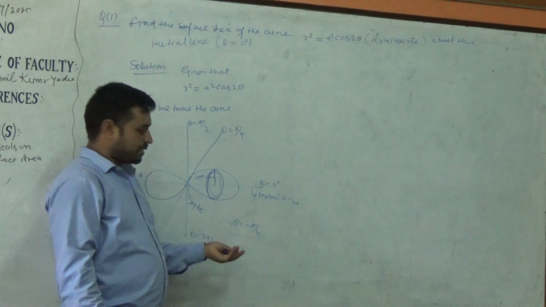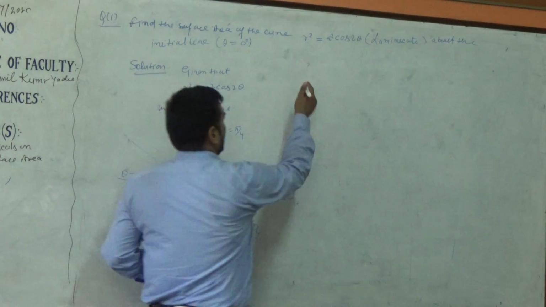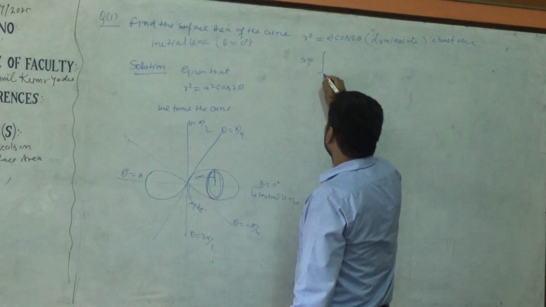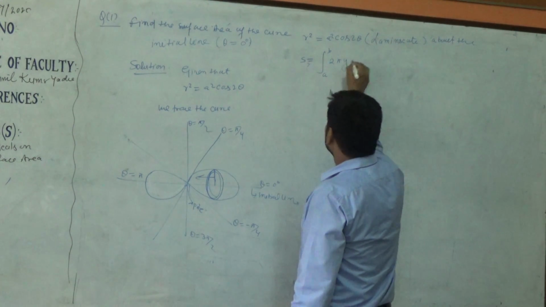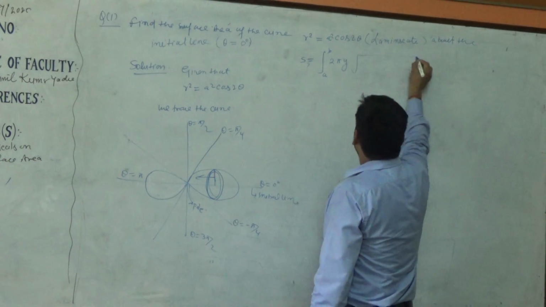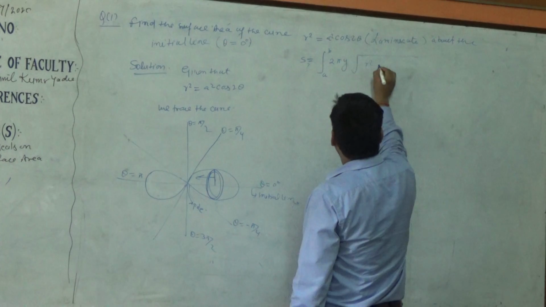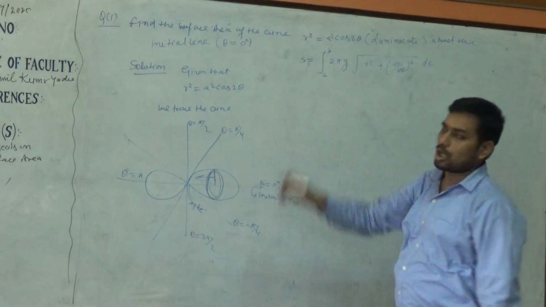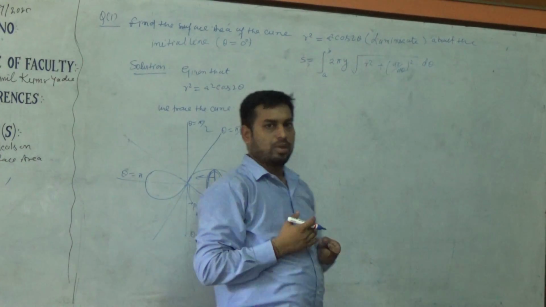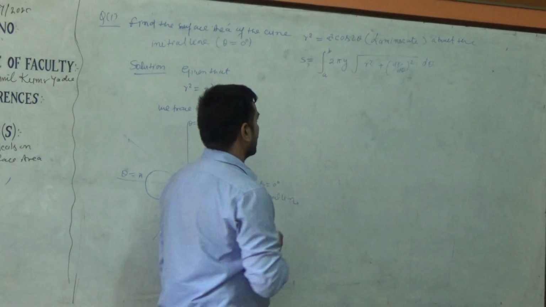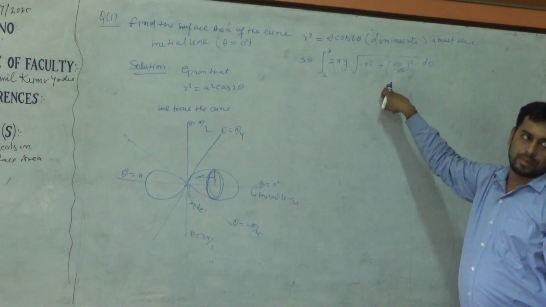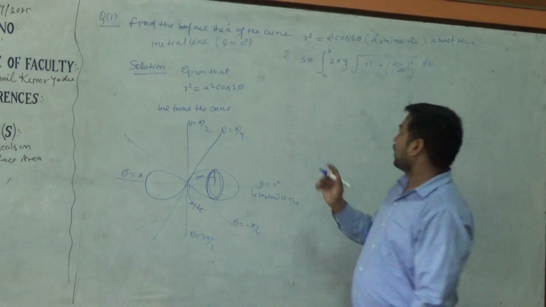So the formula of surface area in terms of polar coordinates is S equal to integral a to b 2 pi y into under root r square plus dr upon d theta whole square into d theta. Now we use the exact form of this formula: surface area is equal to integral 0 to pi, 2 pi y under root r square plus dr upon d theta whole square.